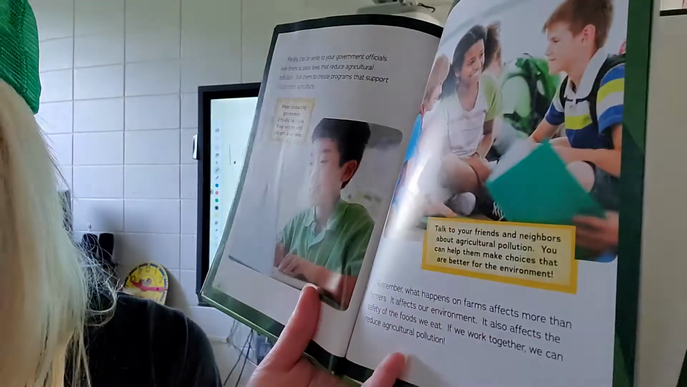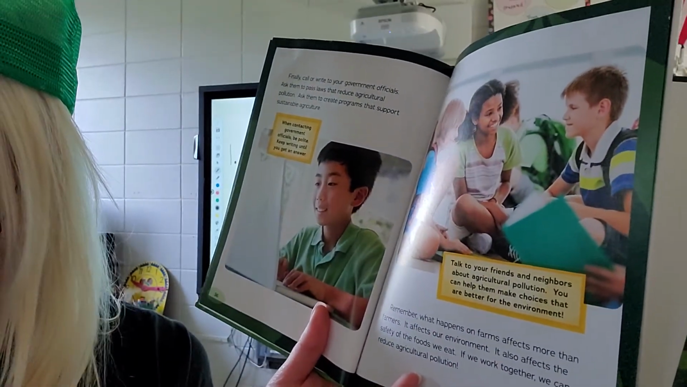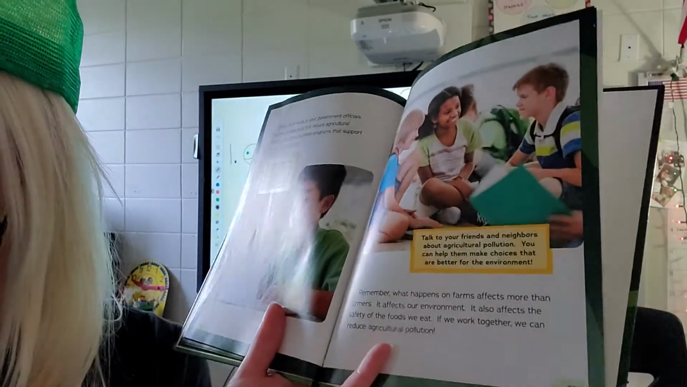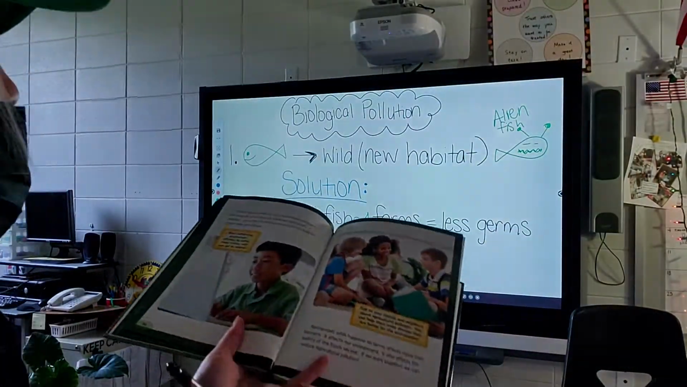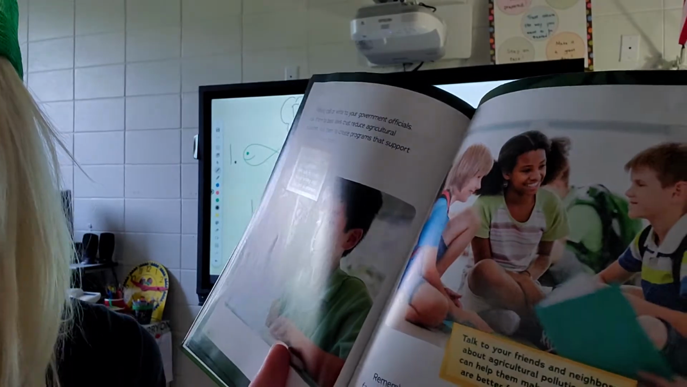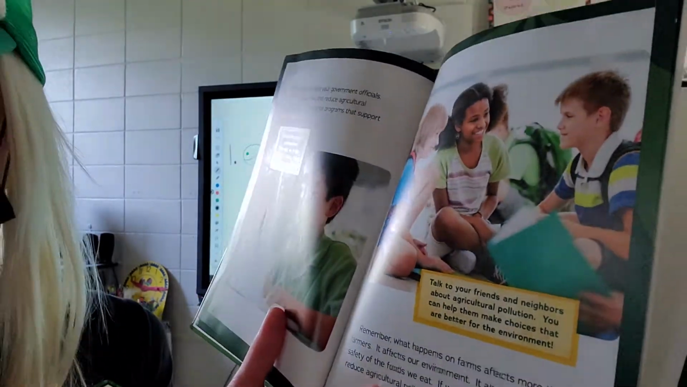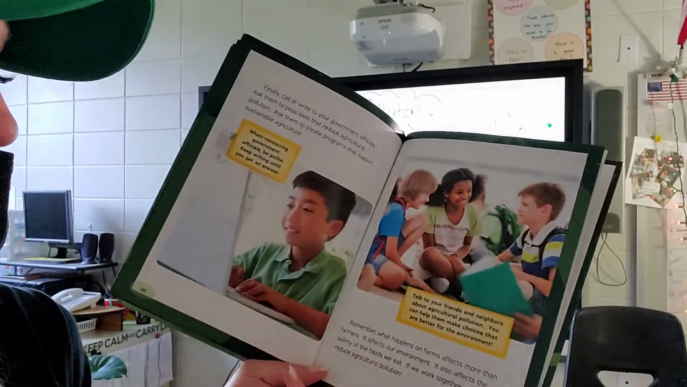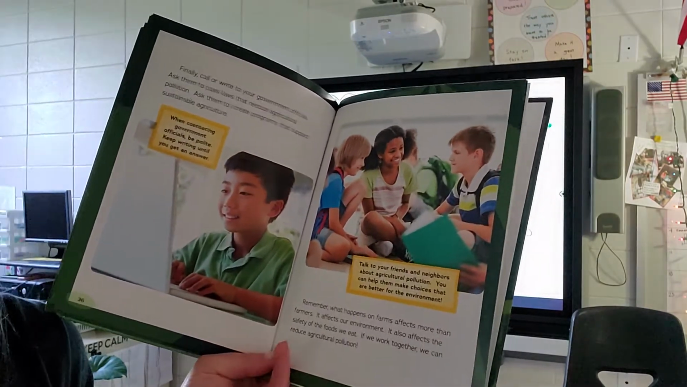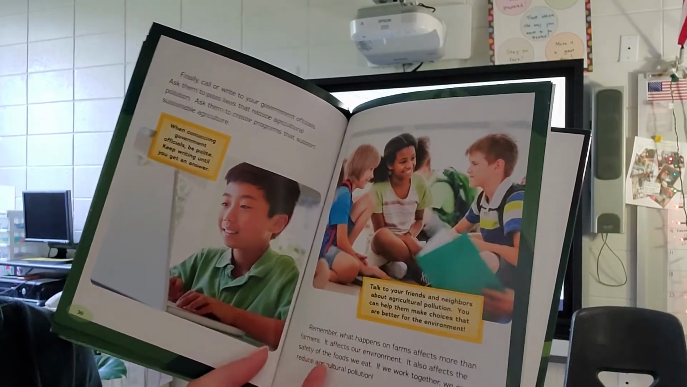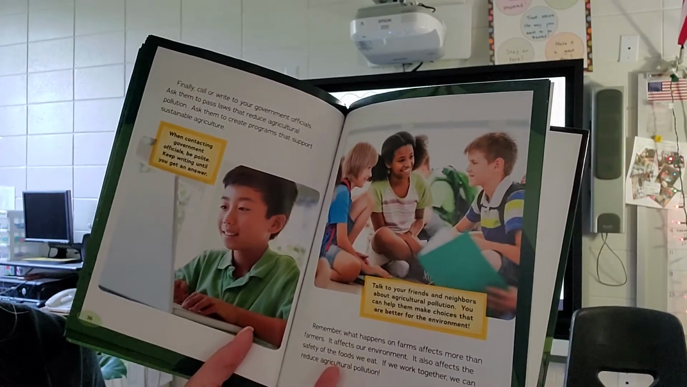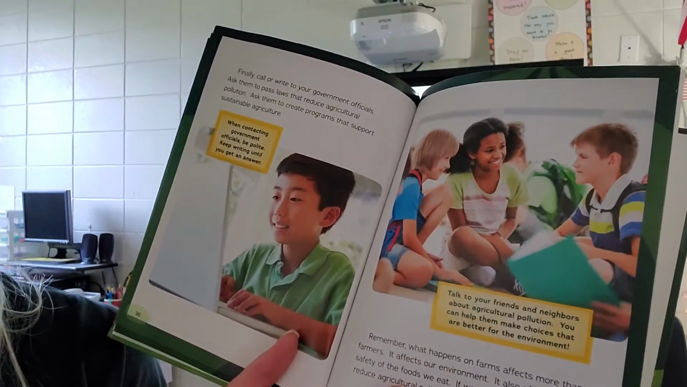Has anybody gone home and talked to their parents about what we've been learning about from air pollution, water pollution? Now today we learned about biological pollution. My parents will do that. Okay, so it's important to talk about those things. Before I make a garden, I need to get some cows to get some cow crap for the crops, instead of buying fertilizer.